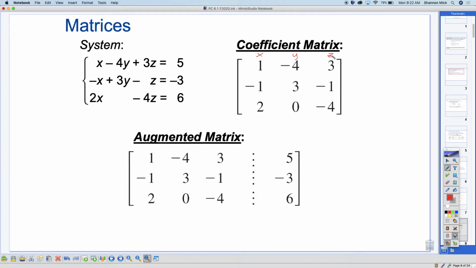So what's different with the augmented matrix? What did I do? I added the answer. So I have x, y, z, and then the answer. And these little dots are like what? What do you think? They're like equal signs. You have to put the dots.